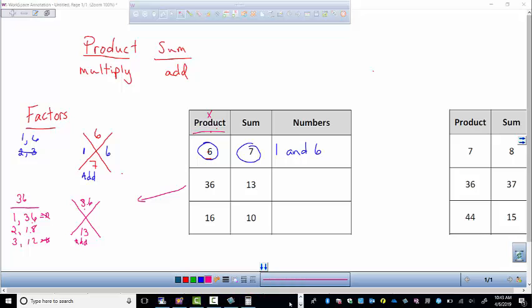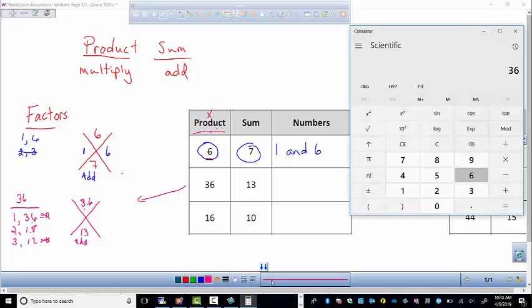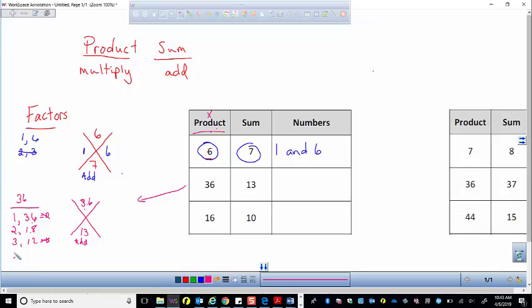So I'm going to get my calculator again. I'm going to try 36 divided by 4 is 9. So 4 and 9. When I add 4 plus 9, I get 13. So those are my factors. 4 times 9 equals 36, and 4 plus 9 equals 13. So my factors are 4 and 9.